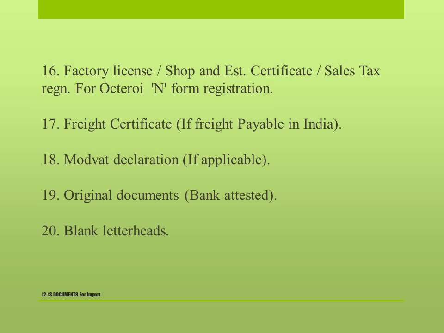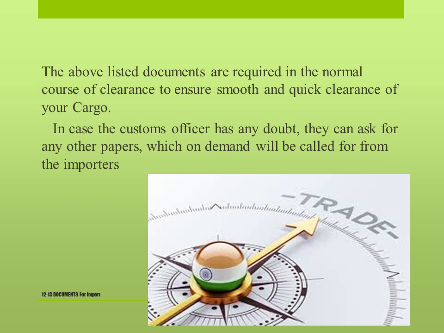factory license, shop and establishment certificate, sales tax registration for octroi N form registration, freight certificate if the freight is payable in India, moderate declaration if it is applicable, original documents, these should be attested by the bank, blank letterheads. The above listed documents are required in the normal course of clearance to ensure smooth and quick clearance of your cargo. In case the custom officers have any doubt, they can ask for any other paper which on demand will be called for from the importers.